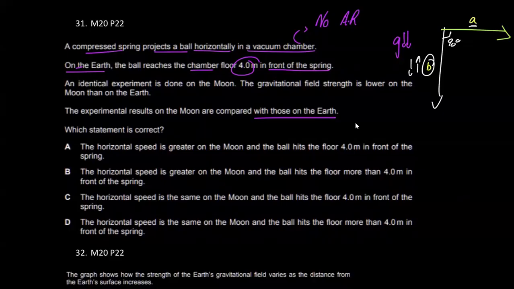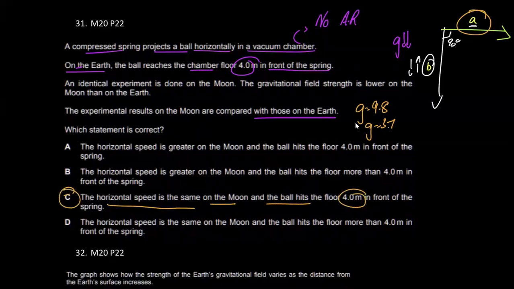So in this case, what was happening? This g was decreasing, right? It went from Earth's g 9.8 to 3.7 on the Moon. Your g decreased. However, your A will remain the same. So the answer is: the horizontal speed is the same on the Moon and the ball hits the floor 4 meters in front of the spring as it did on Earth. ठीक है? Is this point clear?